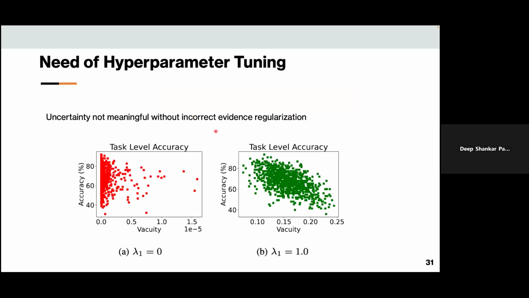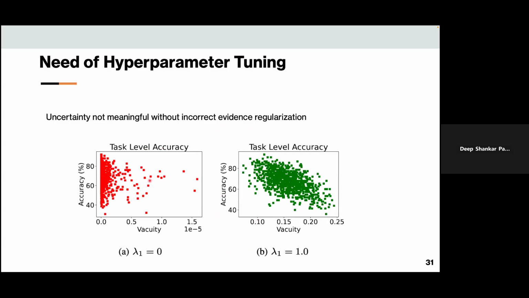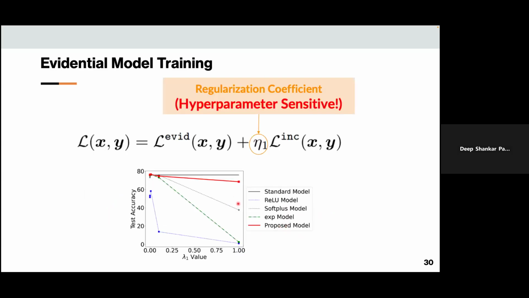One interesting thing to note is that without this hyperparameter value, the uncertainty does not become too meaningful. We want the model's most confident predictions to be accurate, but if we do not use the incorrect evidence regularization, the uncertainty becomes untrustworthy. So to enable the uncertainty to be trustworthy, we need regularization. But with regularization, the performance was dropping significantly.